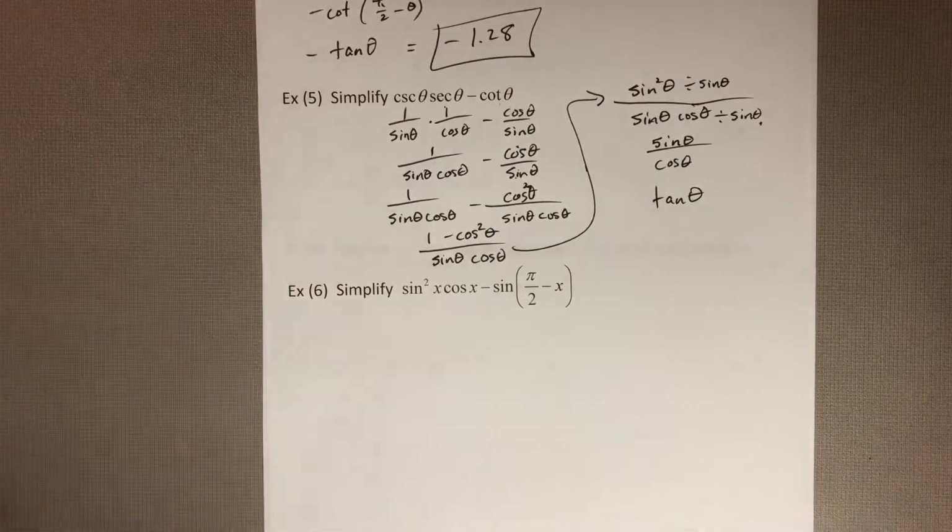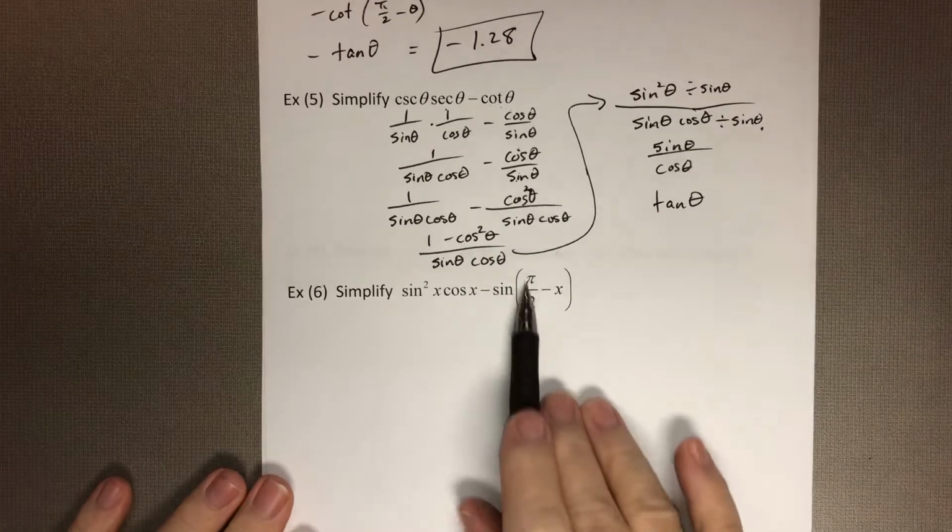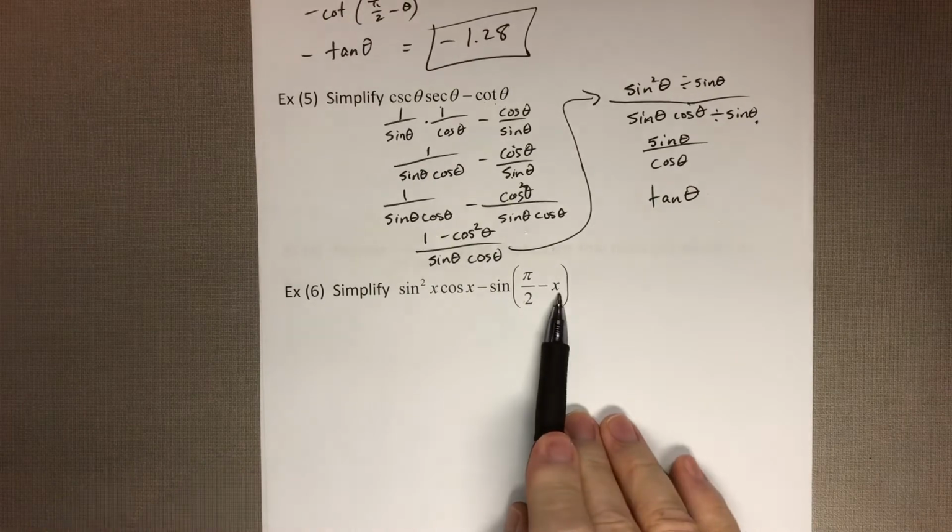In number 6, we are asked to simplify the sine squared of x times the cosine of x minus the sine of pi over 2 minus x.